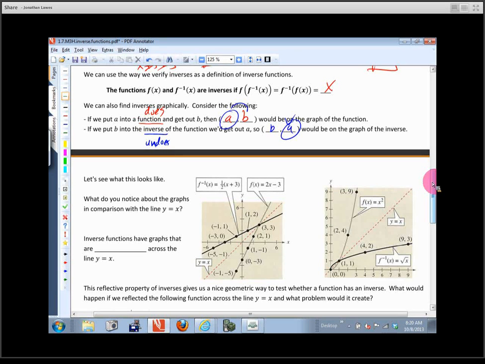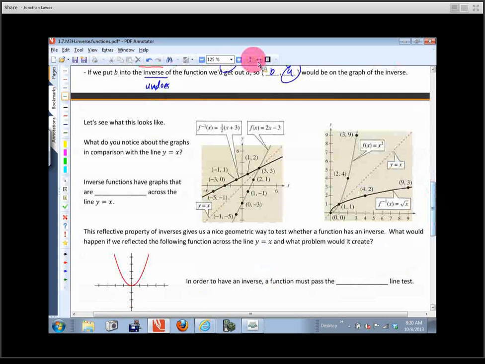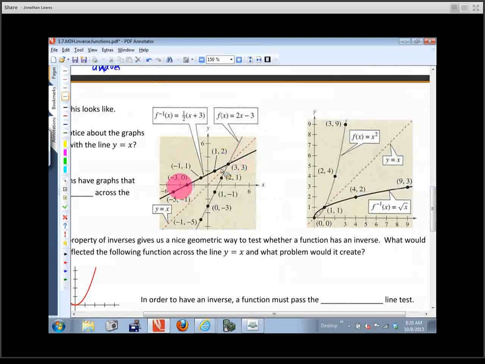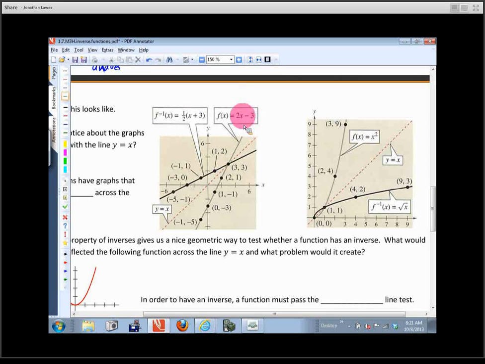So let's think about what this would mean as we look at these diagrams here. So here's a function right here. It's the inverse of f. So the original function is 2x plus 3, which we could graph. It should be 2x minus 3. And the inverse is 1/2 (x plus 3), and that's in parentheses. So it looks like this.